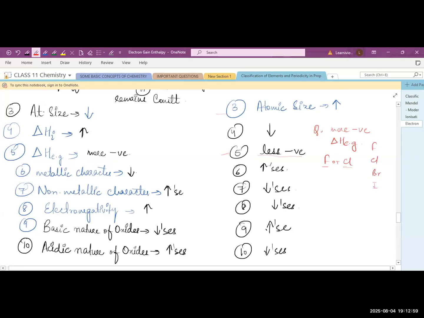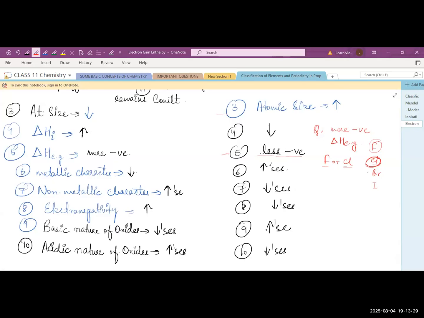राइट. तो अगर रेगुलर ट्रेंड अगर आप फॉलो करो तो ऑब्वियसली फ्लोरीन का क्या होगा? मोस्ट नेगेटिव इलेक्ट्रॉन गेन एंथैल्पी होगा. राइट? बट ऐसा नहीं होता है. राइट? ड्यू टू द एक्सेप्शन केस आई जस्ट टोल्ड यू, ड्यू टू द स्मॉल साइज, राइट, ड्यू टू द एब्सेंस ऑफ d orbital, right, and there are much more reasons. So chlorine की ज्यादा होती है. Right? So the chlorine electron gain enthalpy is more negative than that of fluorine.